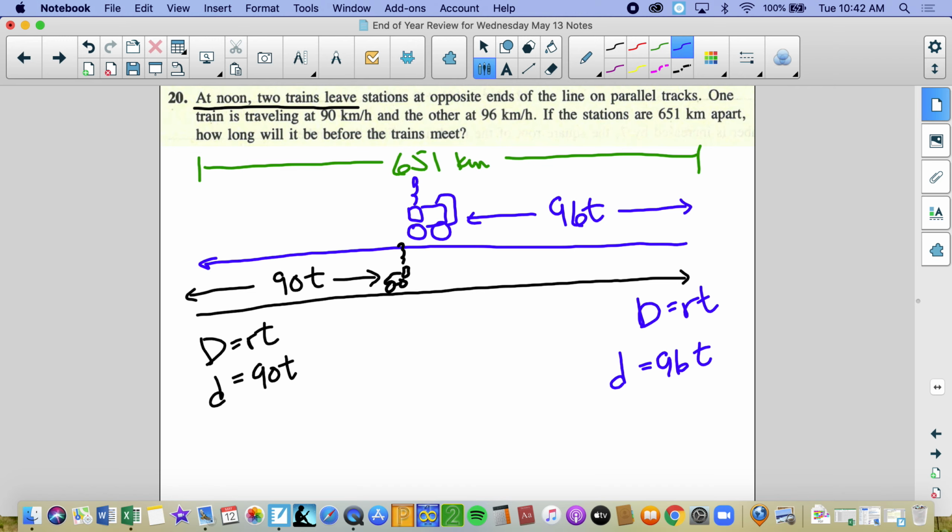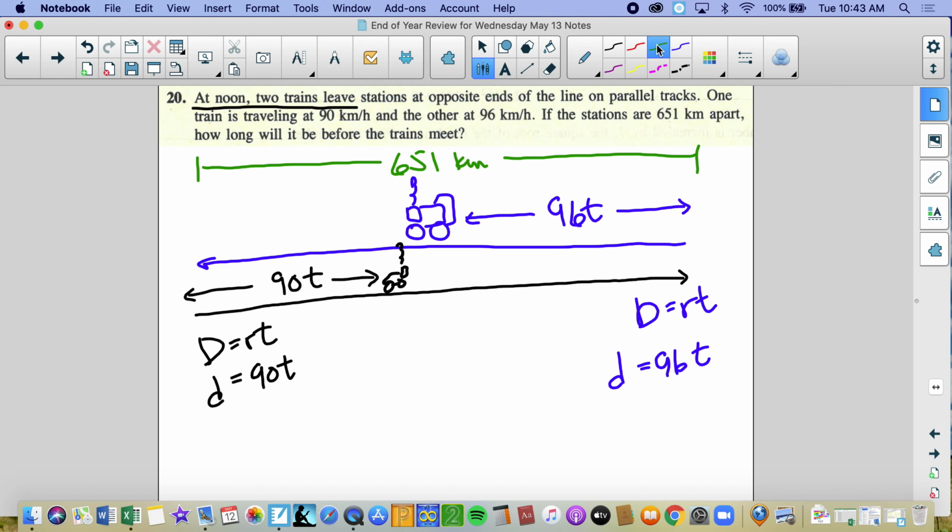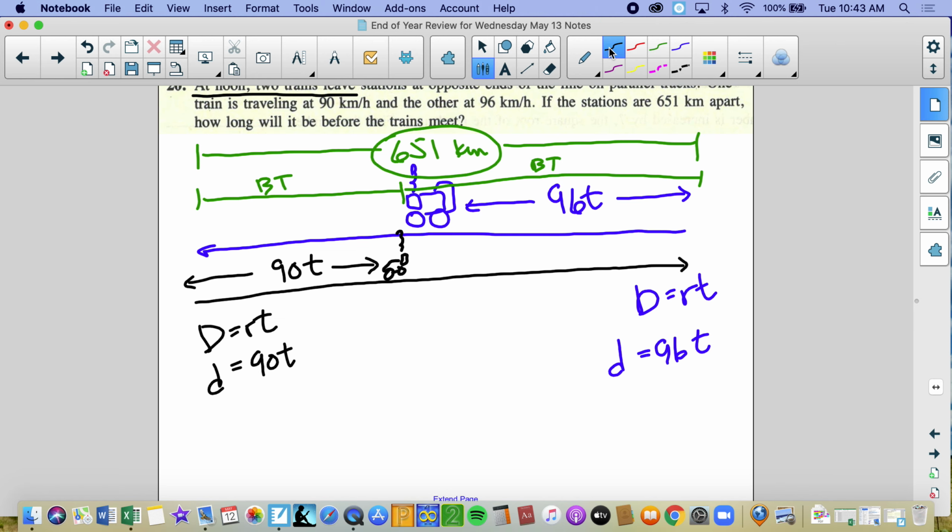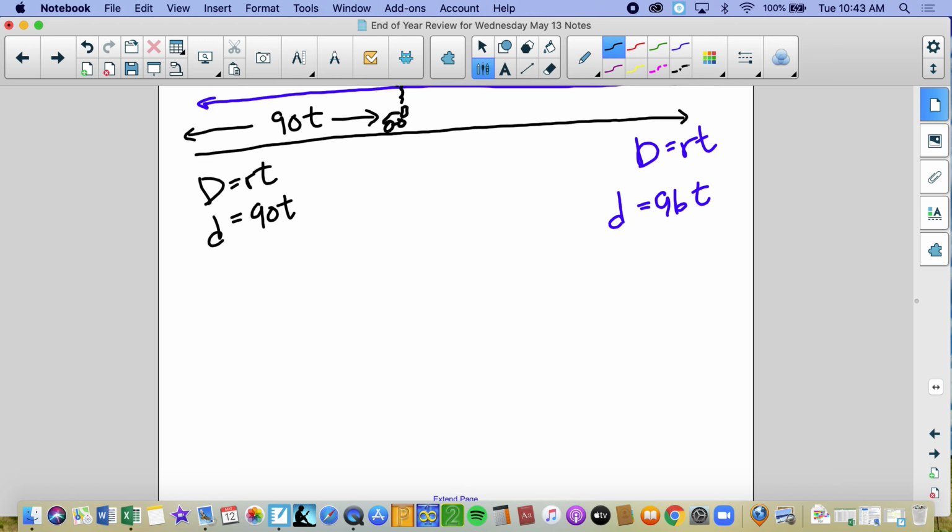So what we need to understand is that the sum of those two distances equals the total distance. Because if you take this distance, the black train, and you take this distance, the blue train, and you add those two distances up, that should equal 651 kilometers. So what we do here is we take the distance of black plus the distance of the blue will equal the total distance.